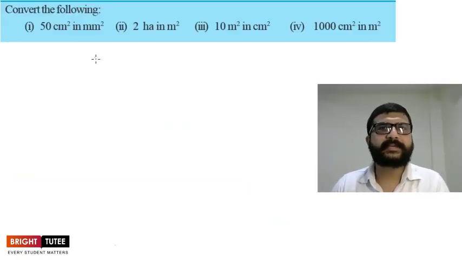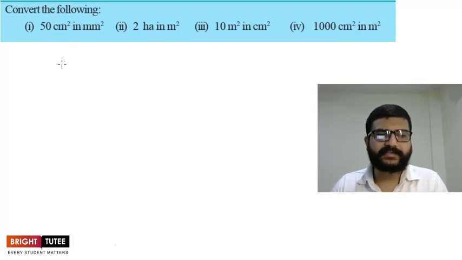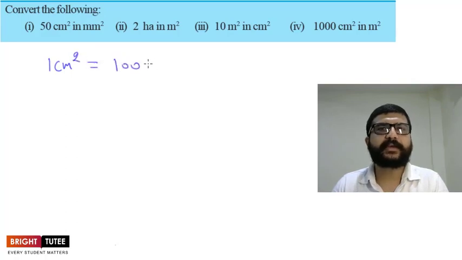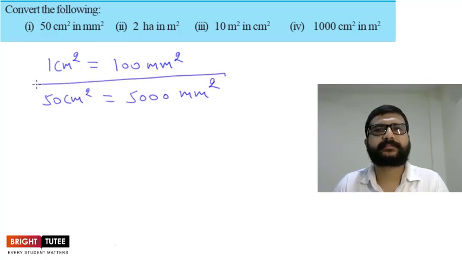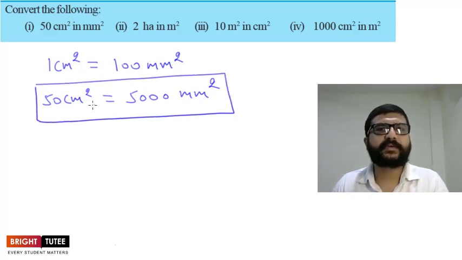Before moving to application based questions, let's try these questions on conversion of units. Convert the following. The first one is 50 square centimeters into square millimeters. As we have seen, 1 square centimeter is equal to 100 square millimeters. So therefore 50 square centimeters will be equal to 50 into 100, and that will be 5000 square millimeters.